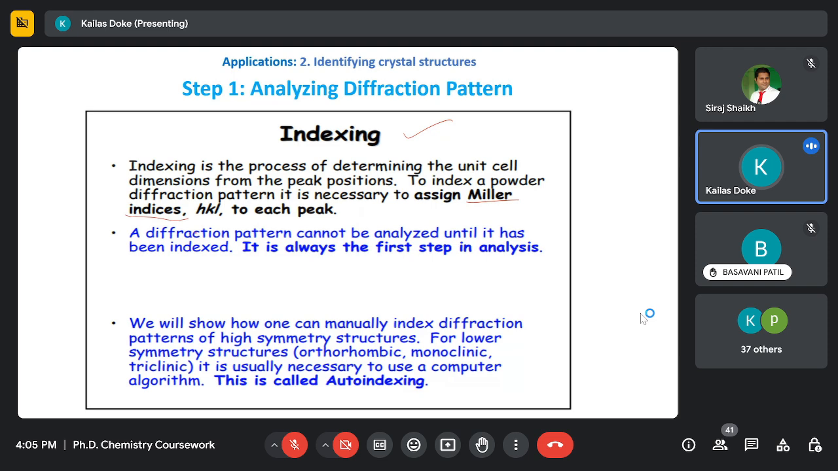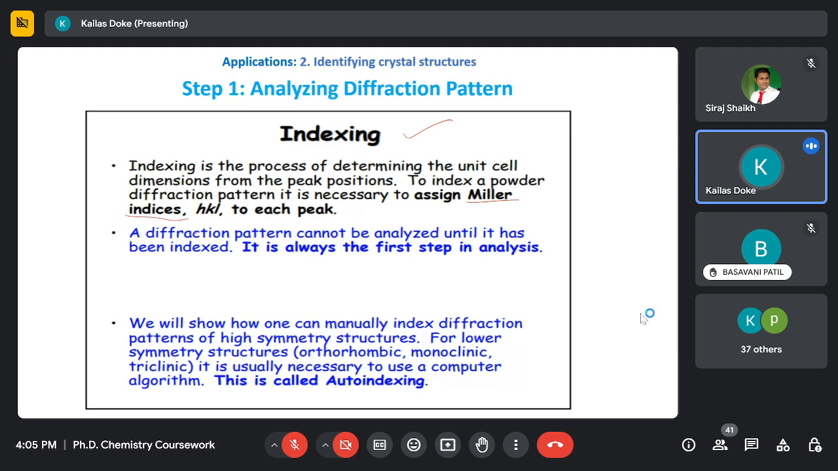So I told you earlier that symmetric structures can be easily analyzed using some mathematical calculation, but asymmetric structures cannot be analyzed that way, like orthorhombic, monoclinic or triclinic crystals. Usually, we follow the method of auto-indexing using software, which is called computer algorithms, that is available, and we can analyze asymmetric crystal structures with the help of auto-indexing. But we can perform indexing by calculation for symmetric crystal structures like the cubical structure.